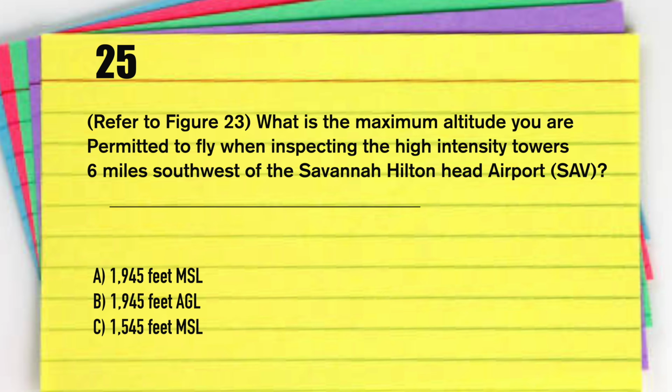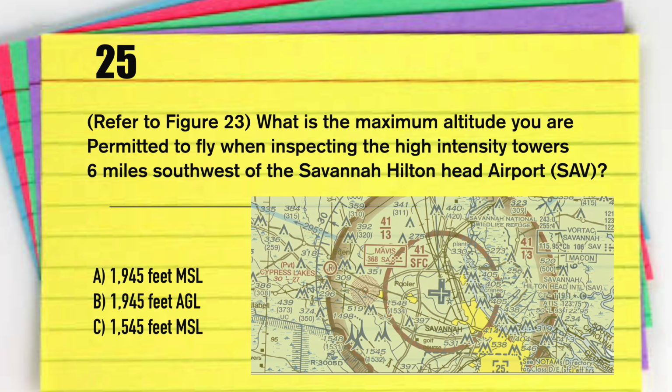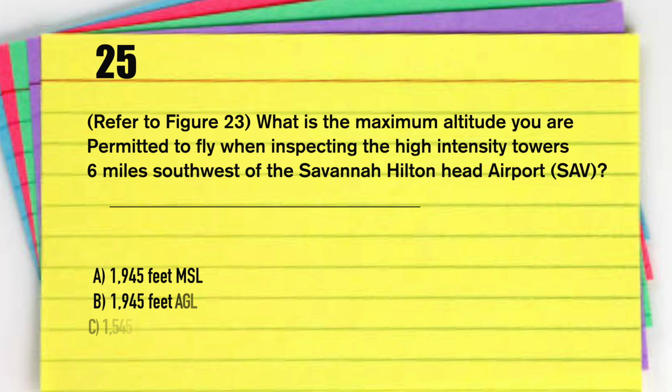But you need to remember what the question is asking you. It's asking you what is the maximum altitude that you're permitted to fly on that tower. And since you already know that that tower is 1,545 feet MSL, then to fly above that tower, you just need to add another 400 feet, which gives you 1,945 feet MSL. And that's because the FAA allows you to fly 400 feet above any structure, 400 feet, no more. So watch out for these tricky questions.